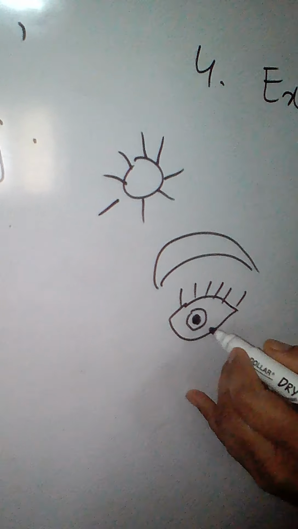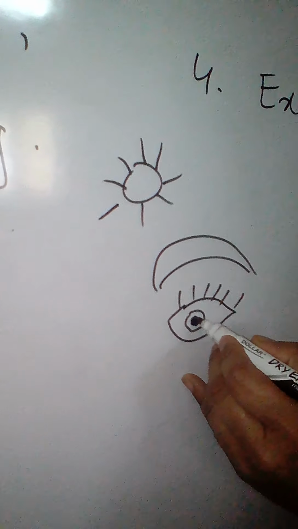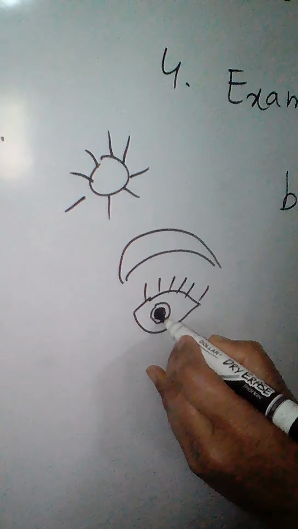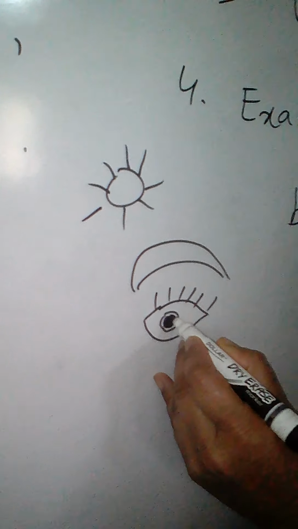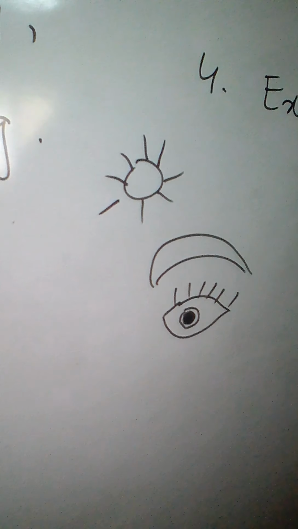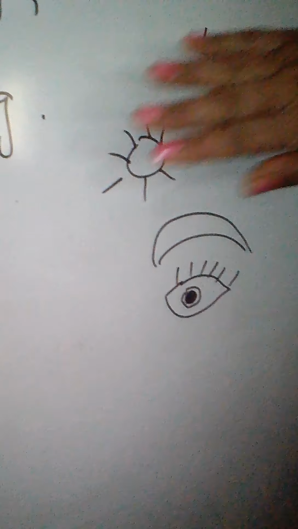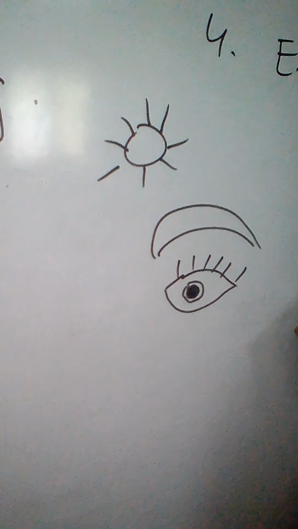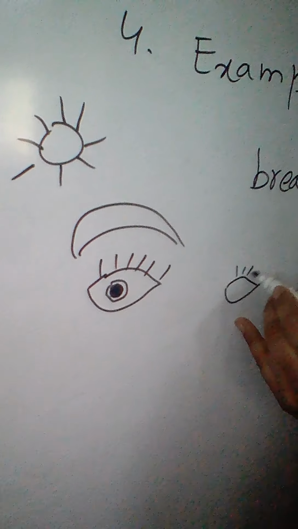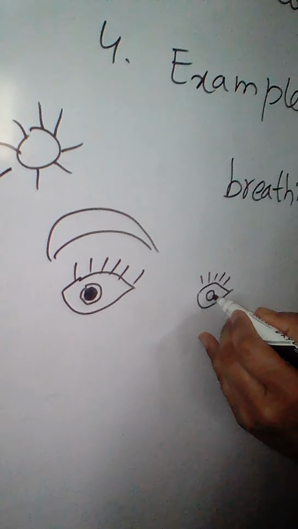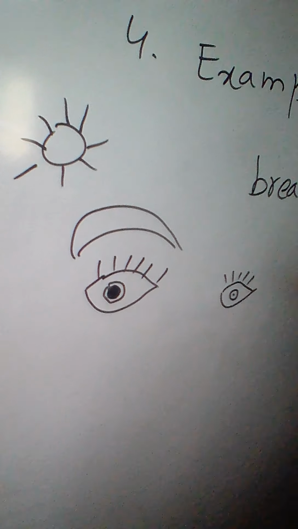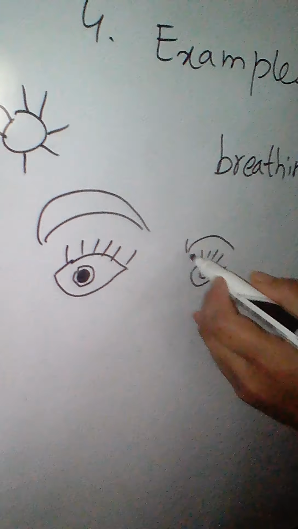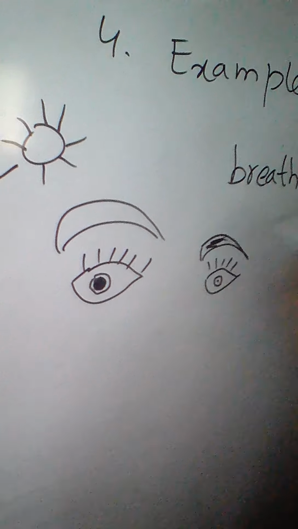But when a person goes in a shade, the size of the pupil enlarges automatically. This is also an involuntary action. That is, whenever the sun is not here, the pupil enlarges. And when a person is in bright light, the size of the pupil shrinks. It reduces. So this is an automatic action. This is an automatic action, right?